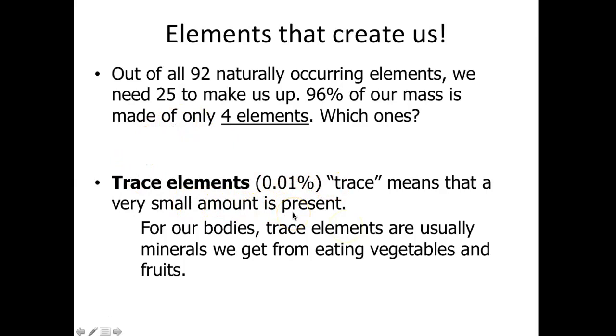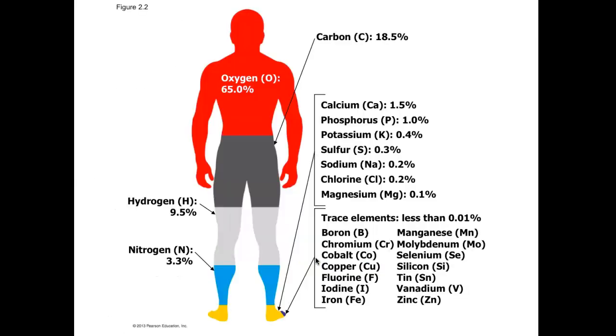So if you watch a crime show, for example, and it says, oh, we found a trace amount of blood on the person's clothing, that tells you it's a very small amount. So for our bodies, usually we get all of our nutrients from the food we eat, of course, and trace elements are usually minerals. So let's take a look, right?